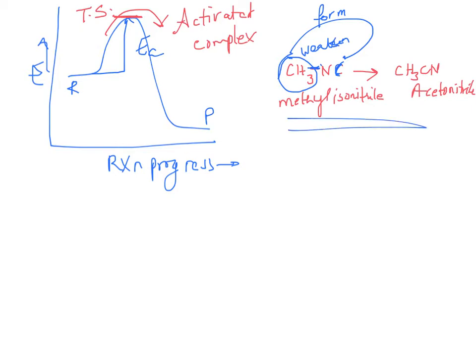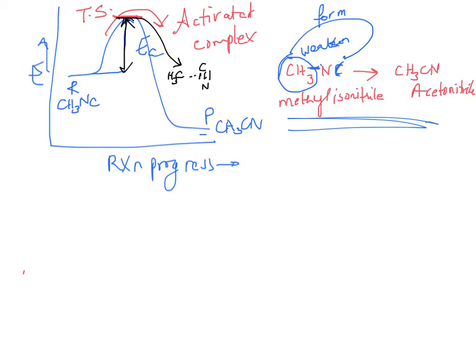If you were to apply this scenario onto the energy profile I'm showing you, you can say that the CH3NC is on the reactant side, the CH3CN is on the product side, and perhaps you can even envision that the TS, the transition state, is where the bond breaking from the N and the bond formation with the carbon take place. And of course, the energy required to go through this process, we call the activation energy.